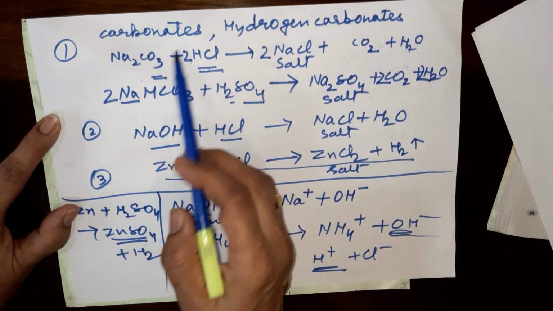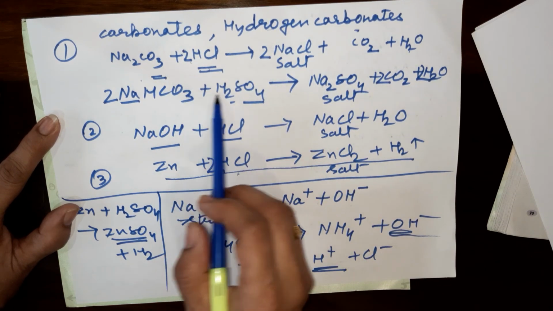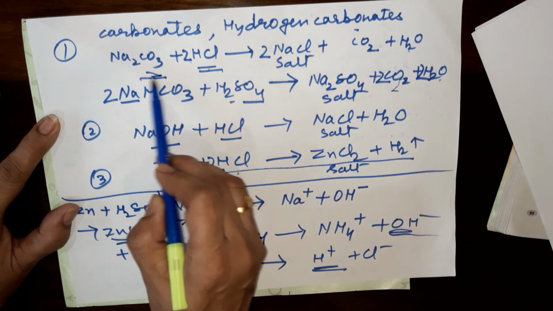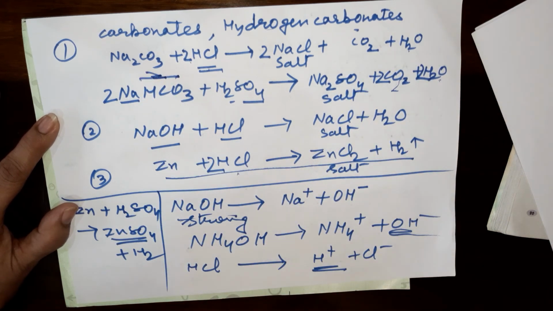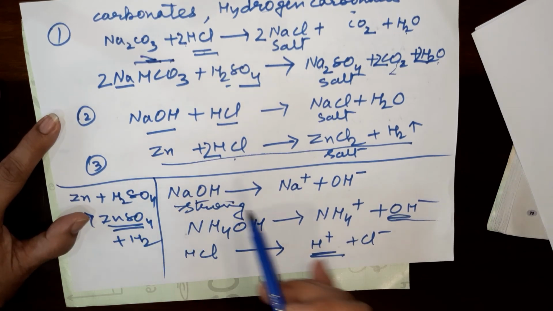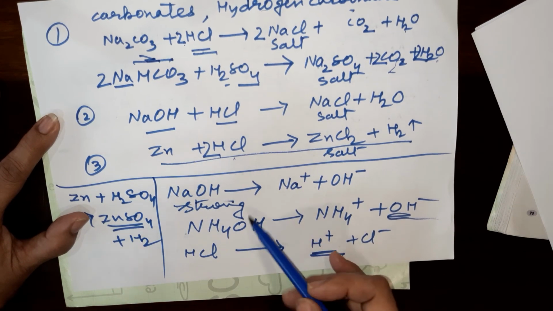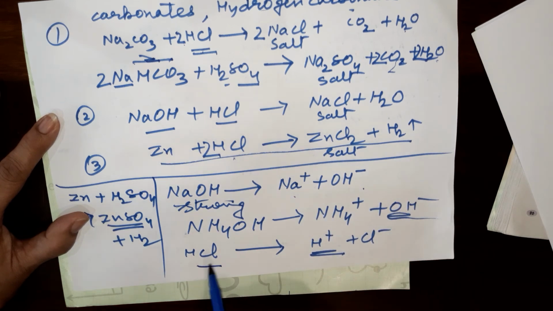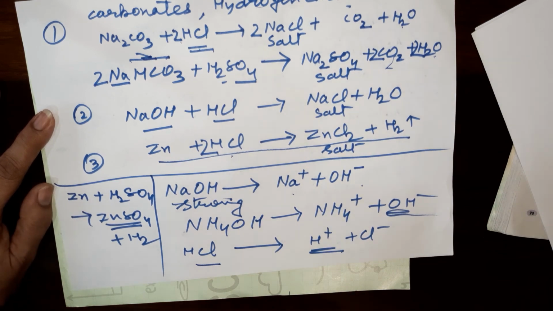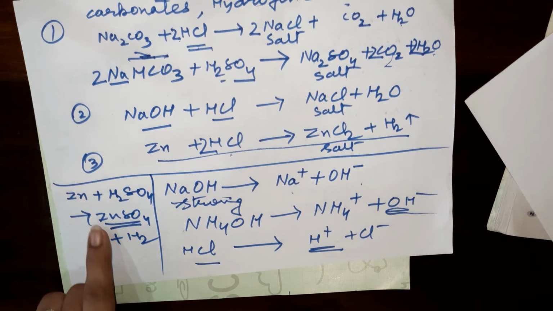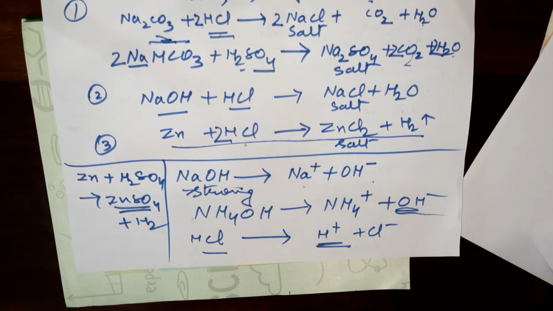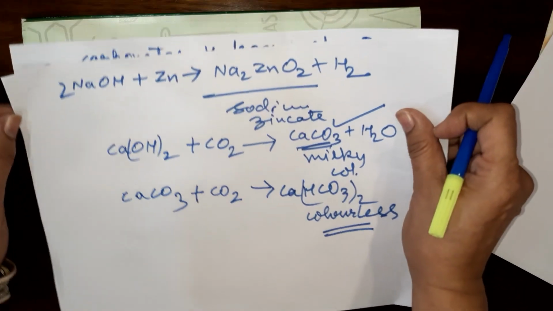Now we did carbonates and hydrogen carbonates: acids react with them to form salt, carbon dioxide and water. Whenever carbonates are there, definitely CO2 will be formed. Then sodium hydroxide can dissociate into sodium ion and hydroxyl ion, similarly as HCl dissociates into hydrogen and chloride ions. And as zinc can react with acid, zinc can also react with NaOH and form sodium zincate, as you can see here.